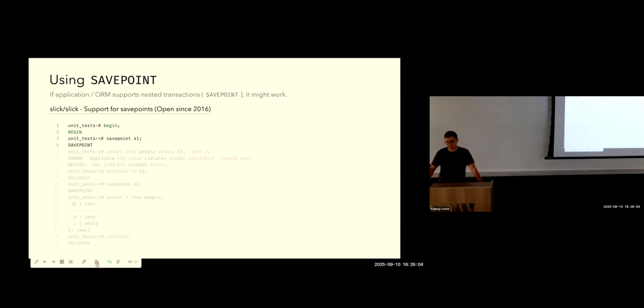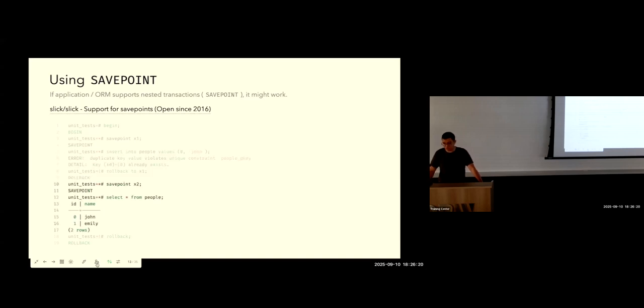So we just create the transaction with begin. Then we set a save point in this call. I just called it X1, and we're just going to push this save point to our stack. Then we're going to run our code. Then after it fails, we can just roll back to X1 instead of rolling back the entire transaction.